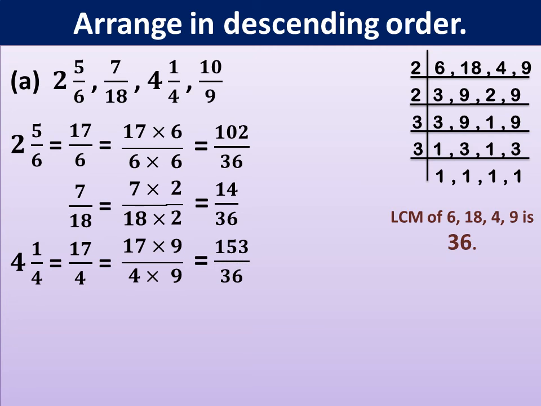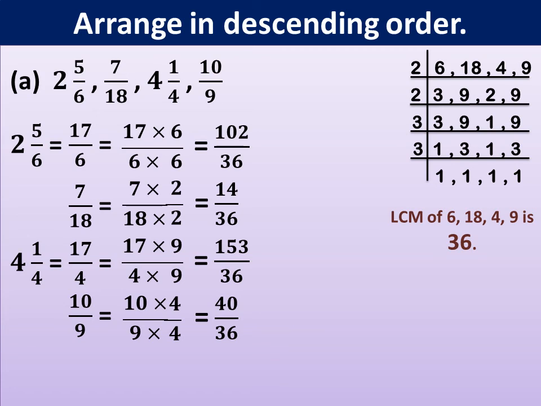Now we take 10 upon 9 to make the denominator same. Which digit will you multiply to bring 36 in the denominator? And the answer is 4 because 9 4s are 36. So we multiply numerator and denominator by the same number 4. 10 4s are 40 and 9 4s are 36. So the fraction is 40 upon 36.